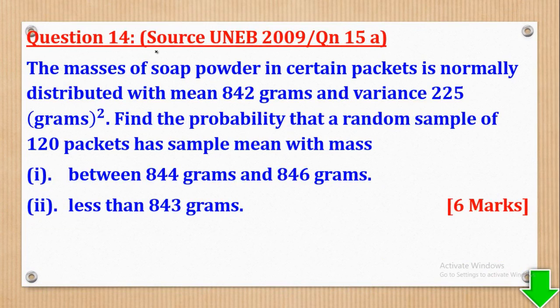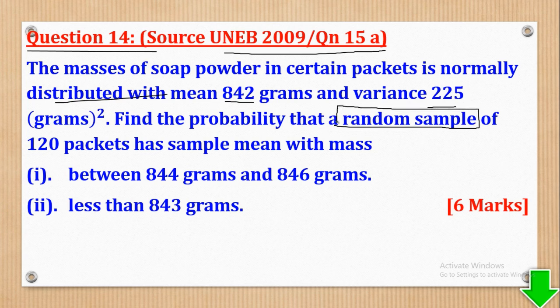So now we shall go to question 14. Question 14 came from UNEB 2009, paper 2, question 15A, and says the masses of soap powder in certain packets is normally distributed with mean 842 and variance 225. Find the probability that a random sample, know this word random sample, that one is very key because when you're standardizing, the formula will have somehow changed. Random sample of 120 packets has a sample mean with mass between 844 and 846, then Roman 2 less than 843.